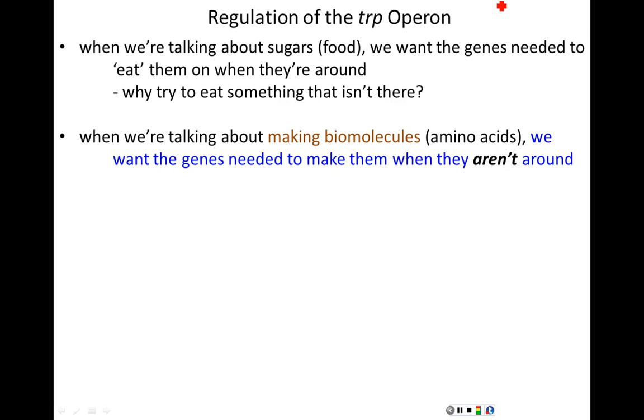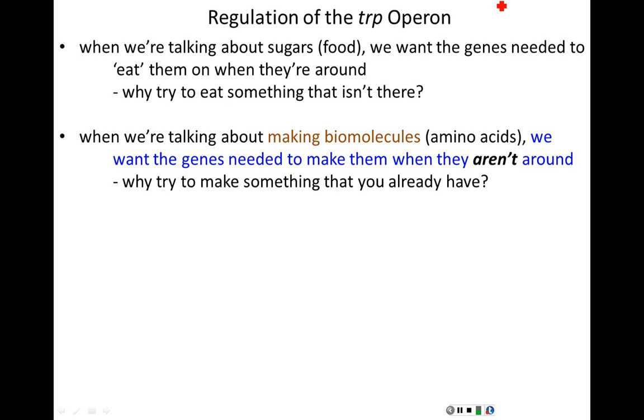But the opposite logic applies when we're talking about biosynthesis. When we're making biomolecules, such as amino acids, such as tryptophan, we want the genes that are needed to make those biomolecules on when the biomolecules themselves are not around. In other words, if we have to make tryptophan, why would we make tryptophan when tryptophan levels are already high? We only want to make tryptophan when tryptophan levels are low. It's the opposite logic as the sugar. So always keep in the back of your mind what the molecule you're dealing with is and what the cell wants to do with it.